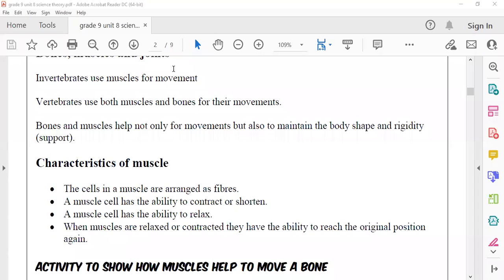Thirdly, we are coming to the heading characteristics of muscles. If you take a muscle, the cells in a muscle are arranged in what form? Fiber. Now it will be like this. This is a muscle fiber. Understood? What is this? Muscle fiber.